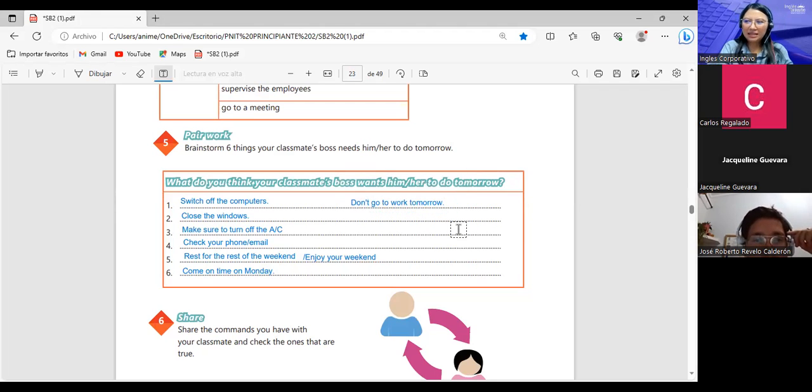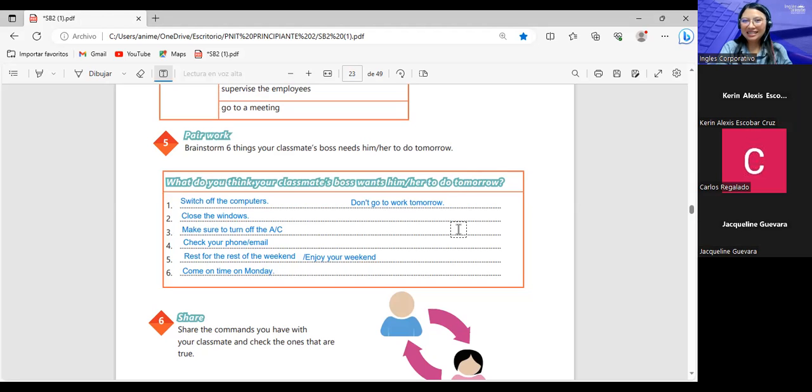Okay, ¿qué otra se les ocurre? A negative statement. Don't drink. Okay. Don't drink on Sunday night because on Monday you need to come. Don't ask for permissions during next week. No hay permisos para la siguiente semana. No pidan permisos. Probablemente puede ser, ¿verdad? Next weekend. All right. And that's it.